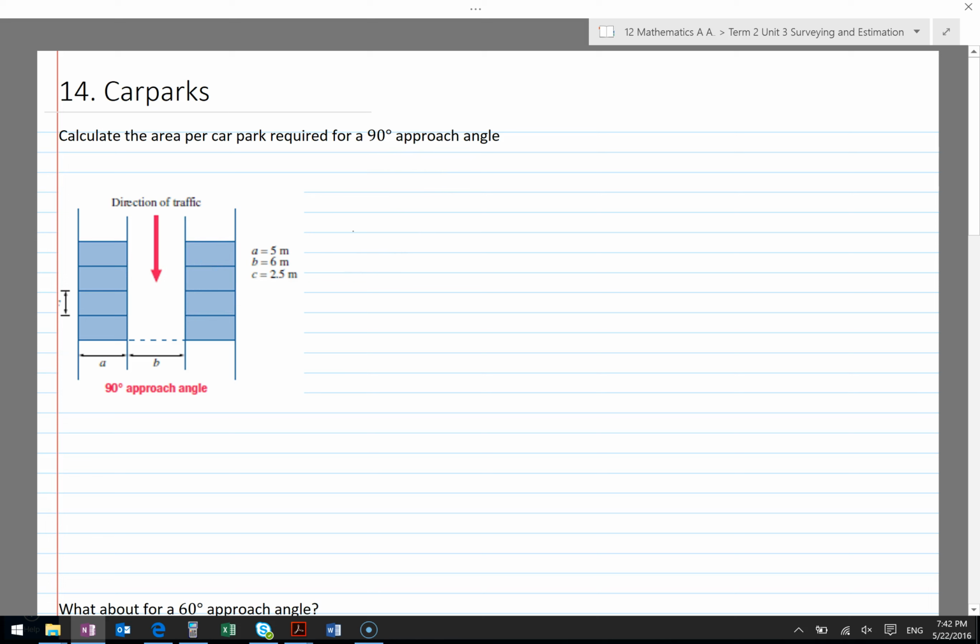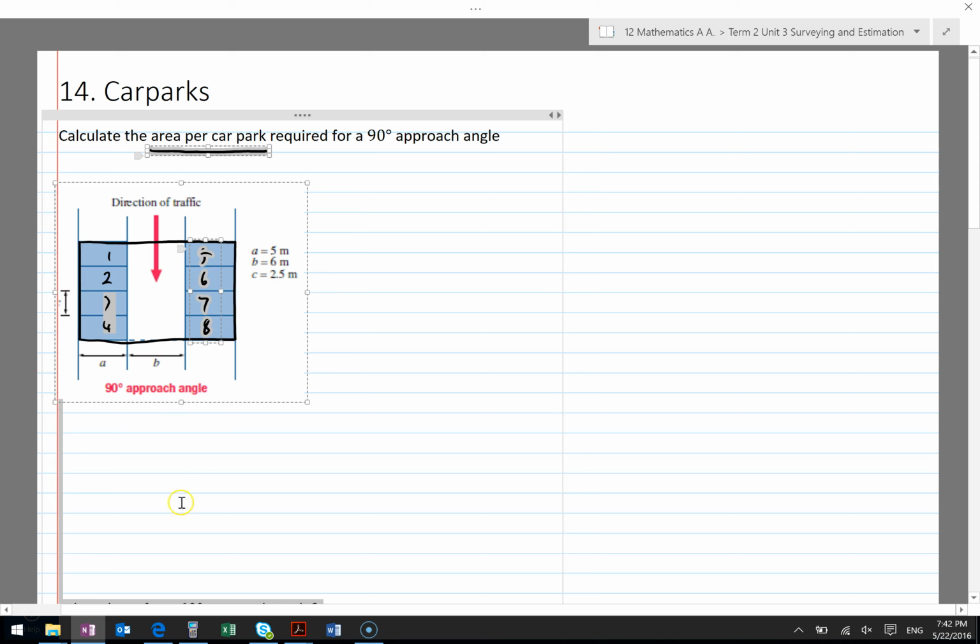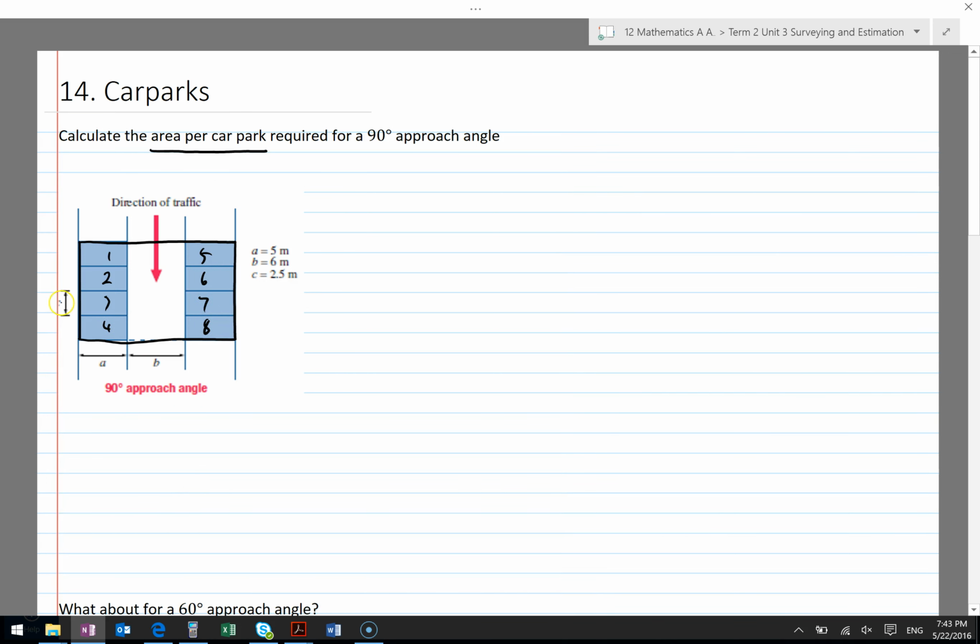What we're trying to calculate is area per car park. So what we'll need to find is the total area that's being used for the car park, and then divide it by the number of car parks there are. The diagram seems to be a bit dodgy. This is supposed to be C over here. So we're going to find the total area.